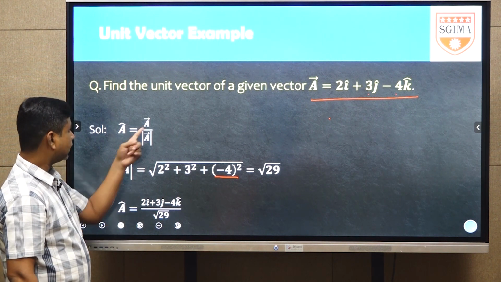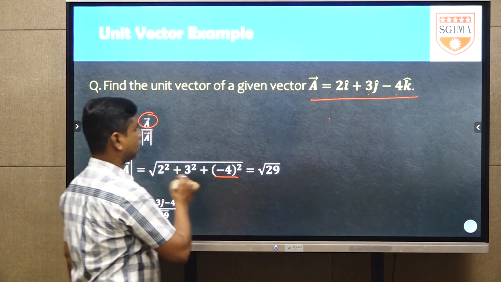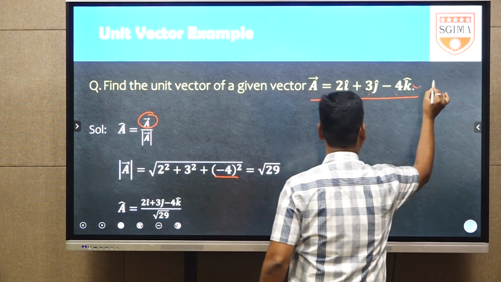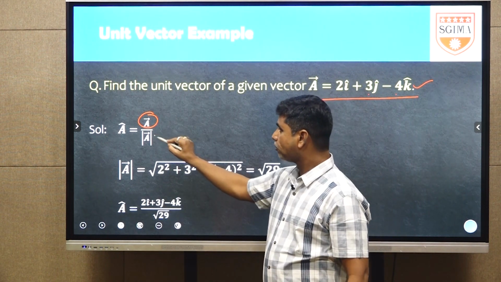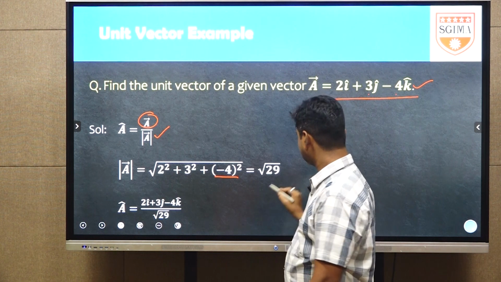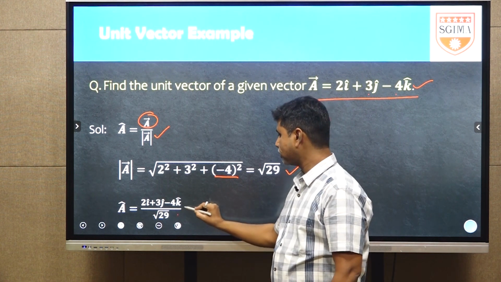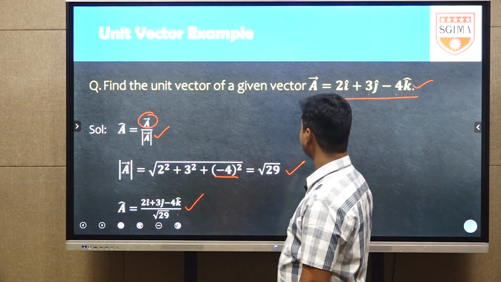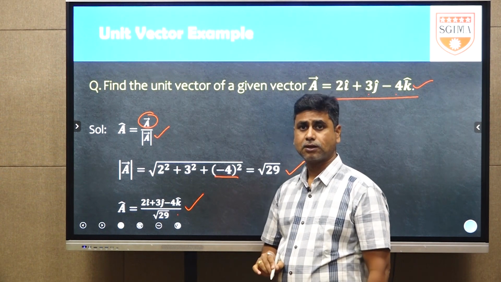Then a cap equals a bar by its magnitude. What is a bar? Take this vector. The denominator is the magnitude of a bar, which is under root 29. That is what we take here. That is the unit vector for the given vector.